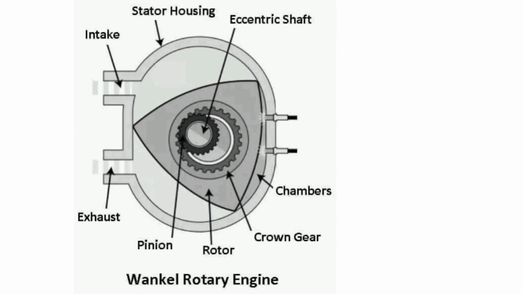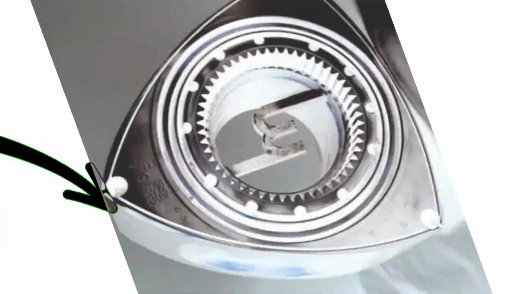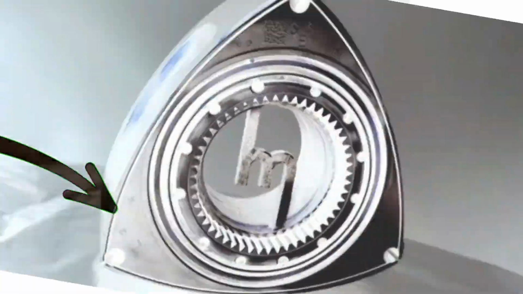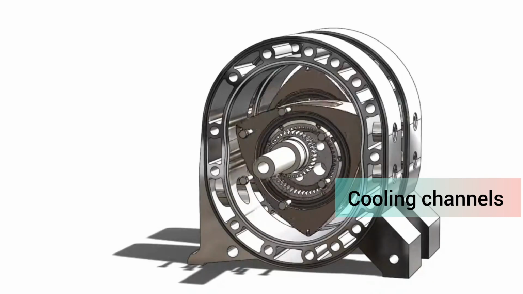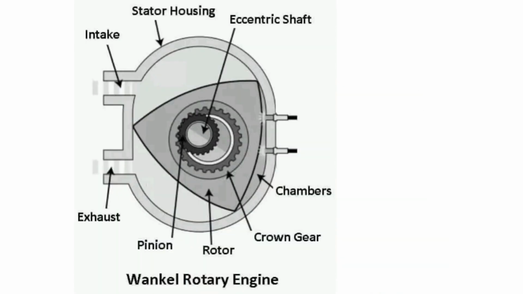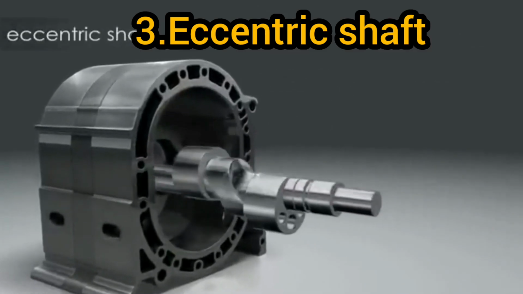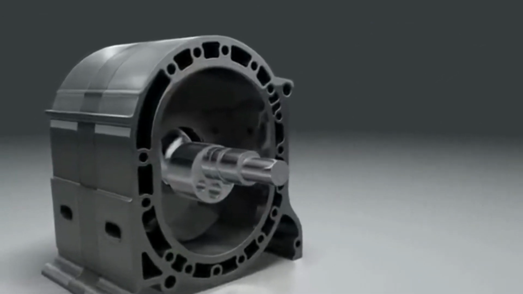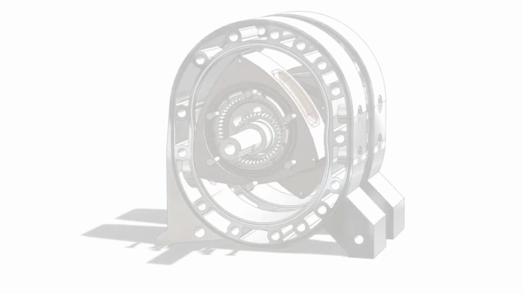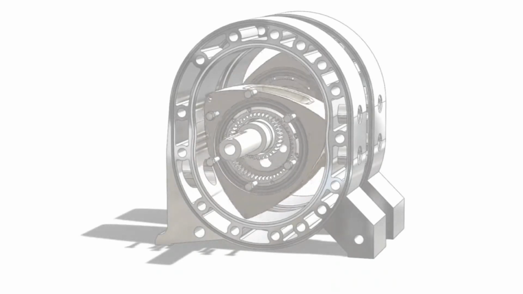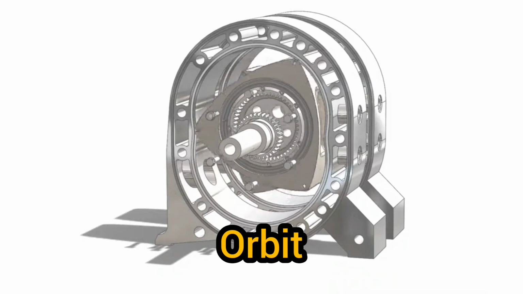Side seals. Positioned on the sides of the rotor, side seals also help maintain the combustion chamber's seal as the rotor turns. Cooling channels. Some rotors have cooling channels to manage heat generated during operation. 3. Eccentric shaft. The rotor is mounted on this centrally located shaft and it rotates within the housing. The eccentric shape of the shaft is what causes the rotor to move in an orbiting motion inside the housing.